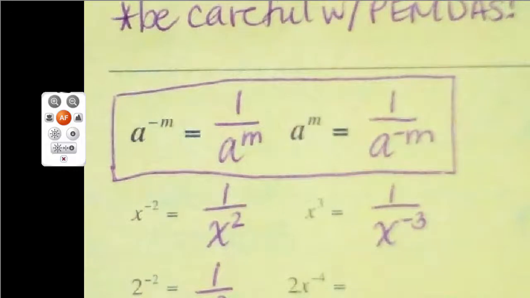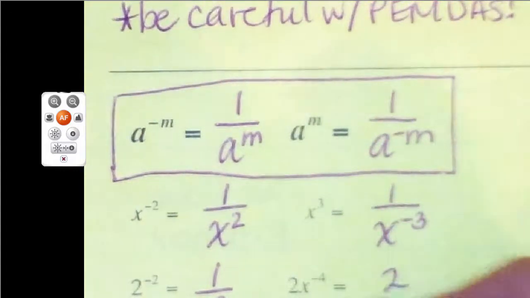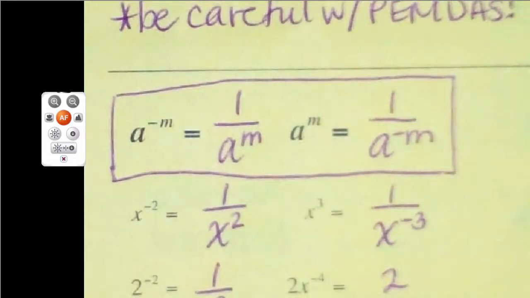And 2x to the negative 4, only x is raised to the negative 4, so 2 stays put, and x to the fourth goes to the bottom of your fraction. That's 2 over x to the fourth.